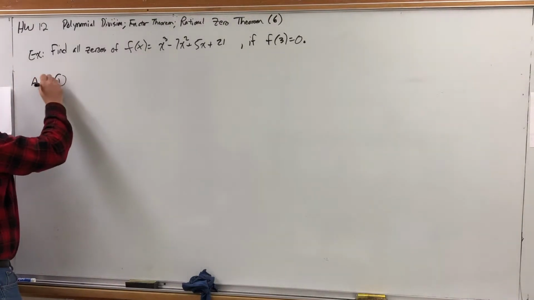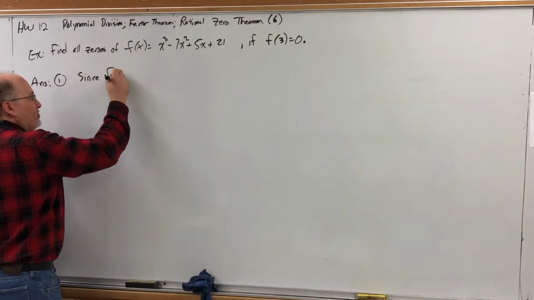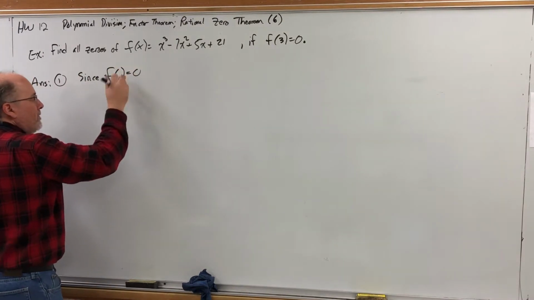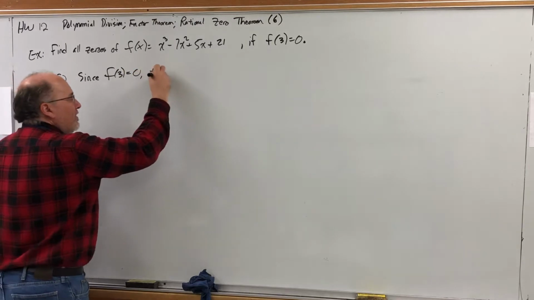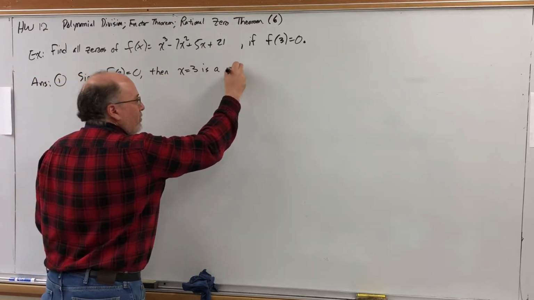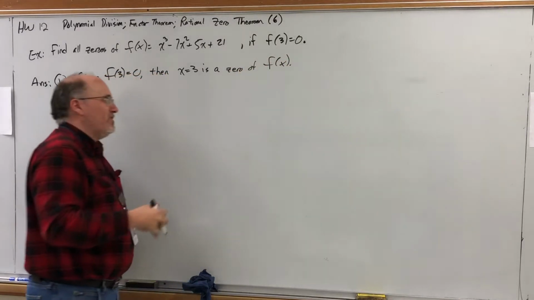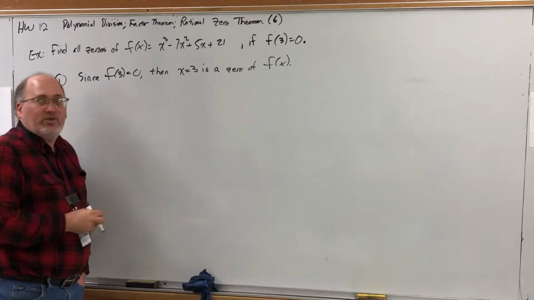Well, by connecting some observations. Since f of 3 equals 0, then x equals 3 is a zero of f of x. That's the definition of being a zero. I'm the number that makes this function equal to 0.